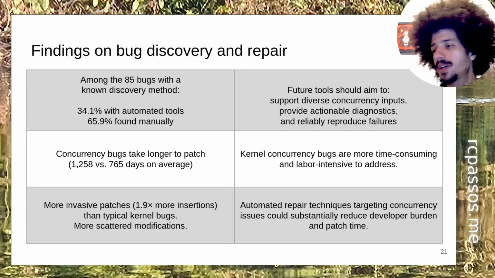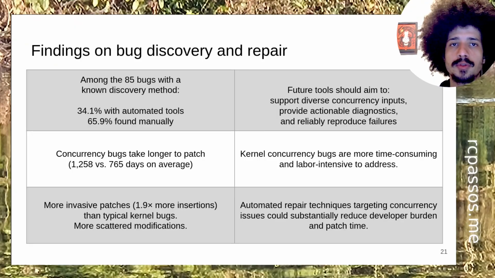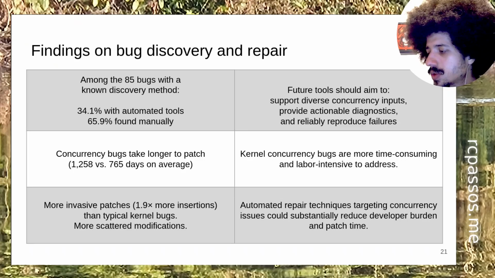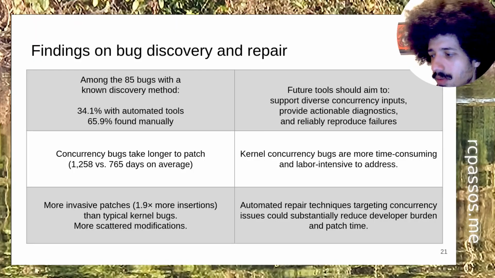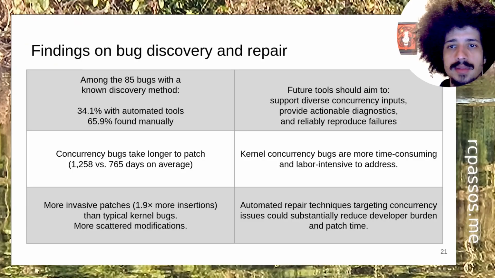About finding and repair. The researchers only found information for 85 of those bugs. They looked at the mailing list and the discussions, but only 85 of those had information attached. And from those, 34.1% were found by automated tools. That's too little. 65.9% were found manually. And then we can use this as a call out. Let's try to improve those automatic tools to find more bugs for us.